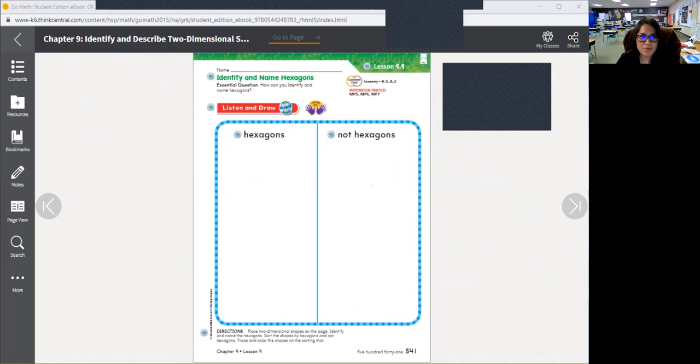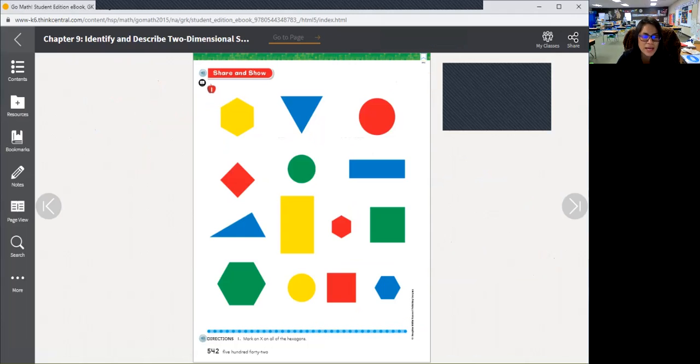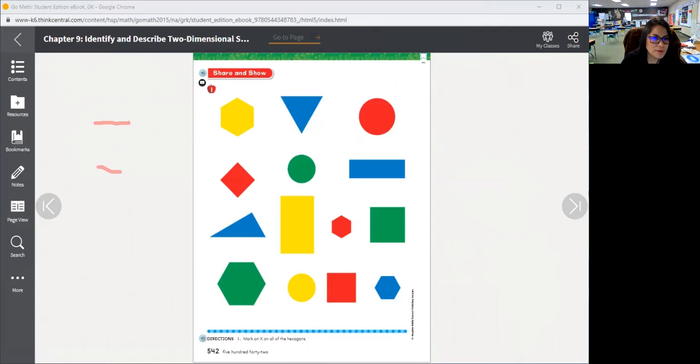All right. This is super easy, right? The next page says we need to mark an X on all the hexagons. Remember, a hexagon has 6 sides and 6 vertex. So I'm going to draw for you one more time, and I want you to start marking X's on all the hexagons that you see on the page, okay? I'm going to go ahead and draw it for you right here. It has a line at the top, a line at the bottom, and it's not that great. Here we go.